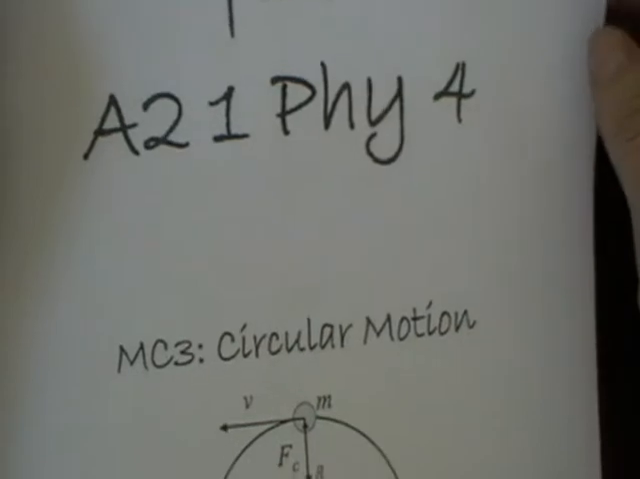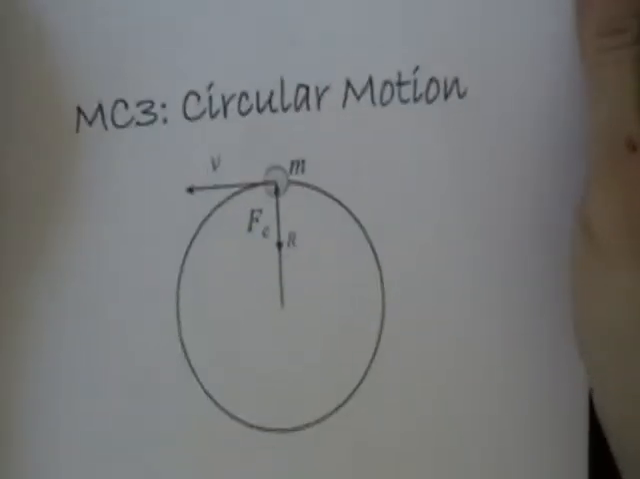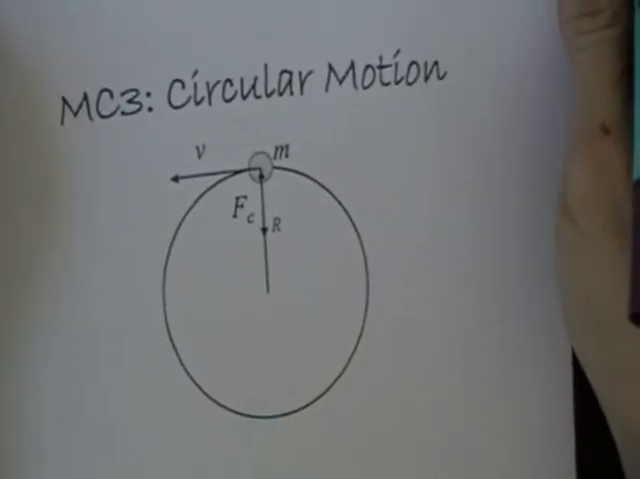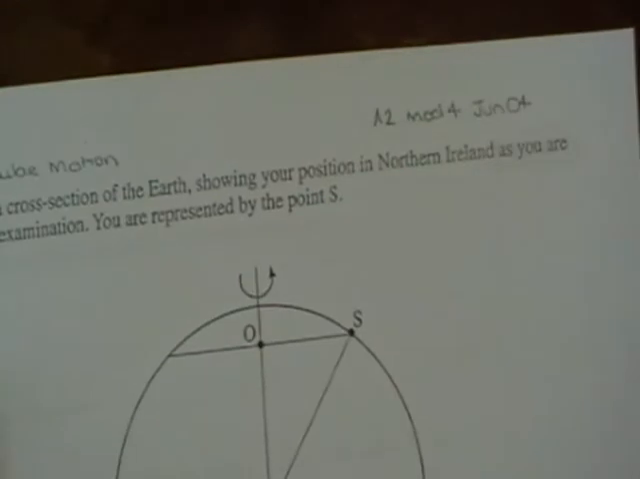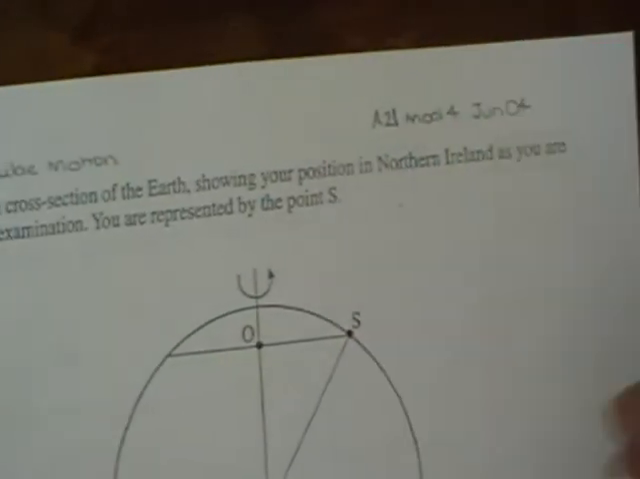This is A21 Physics 4 and these are past paper question solutions on circular motion. So the first one is from June 2004, module A21, module 4 it used to be called.